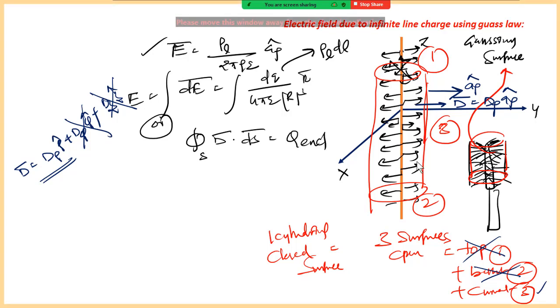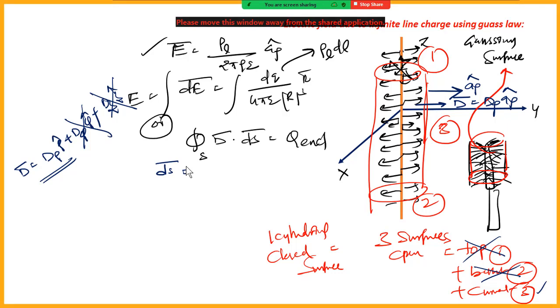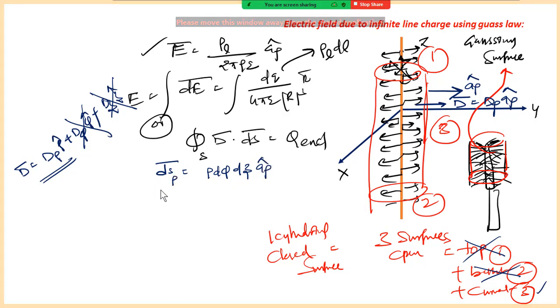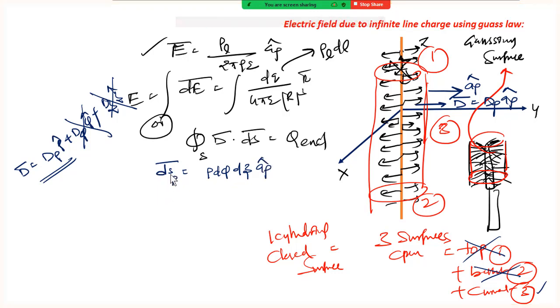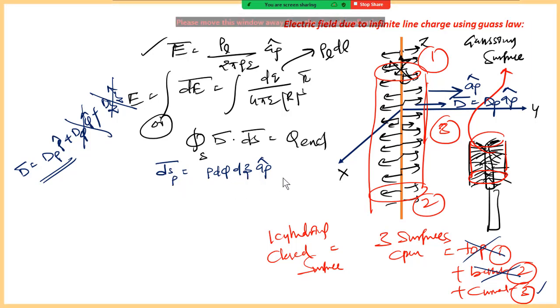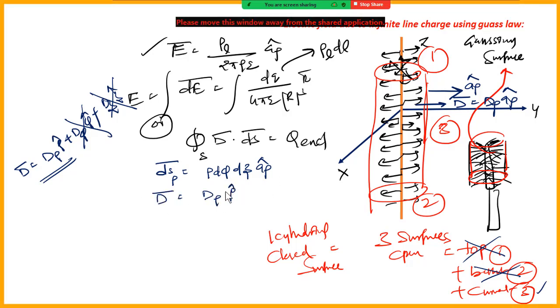And what is the direction of the dS now? So here I will write. dS is the differential surface we have to take on the curvature of the cylinder. That is given by, because of the phase variation we will have rho d phi, and because of the height we will have dz also. So this direction is the a_rho direction. So dS_rho in cylindrical coordinate systems, you can check your previous notes, whatever I have told in the previous classes, is rho d phi dz a_rho, and D bar is D_rho a_rho cap.